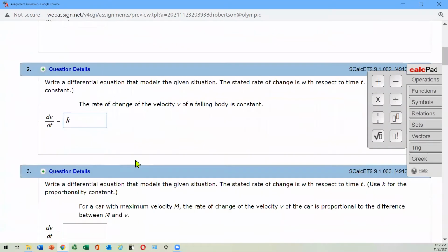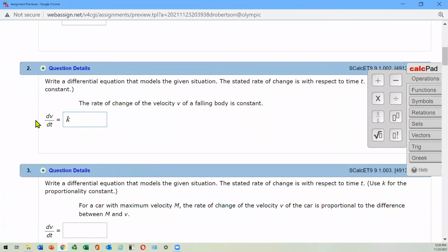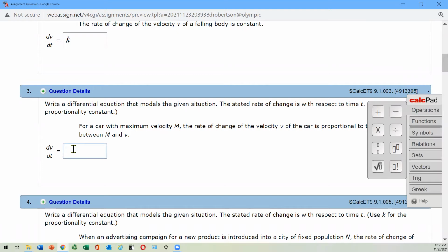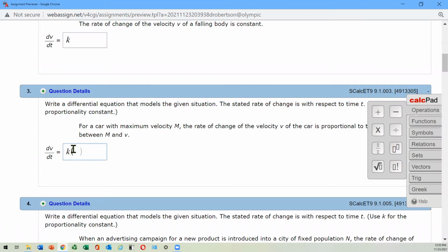Put in K. That's all that you're told. The rate of change is a constant. For a car with a maximum velocity of m, the rate of change of velocity, which is this thing, is proportional to the difference between m and v. So the proportion, the difference between m and v.